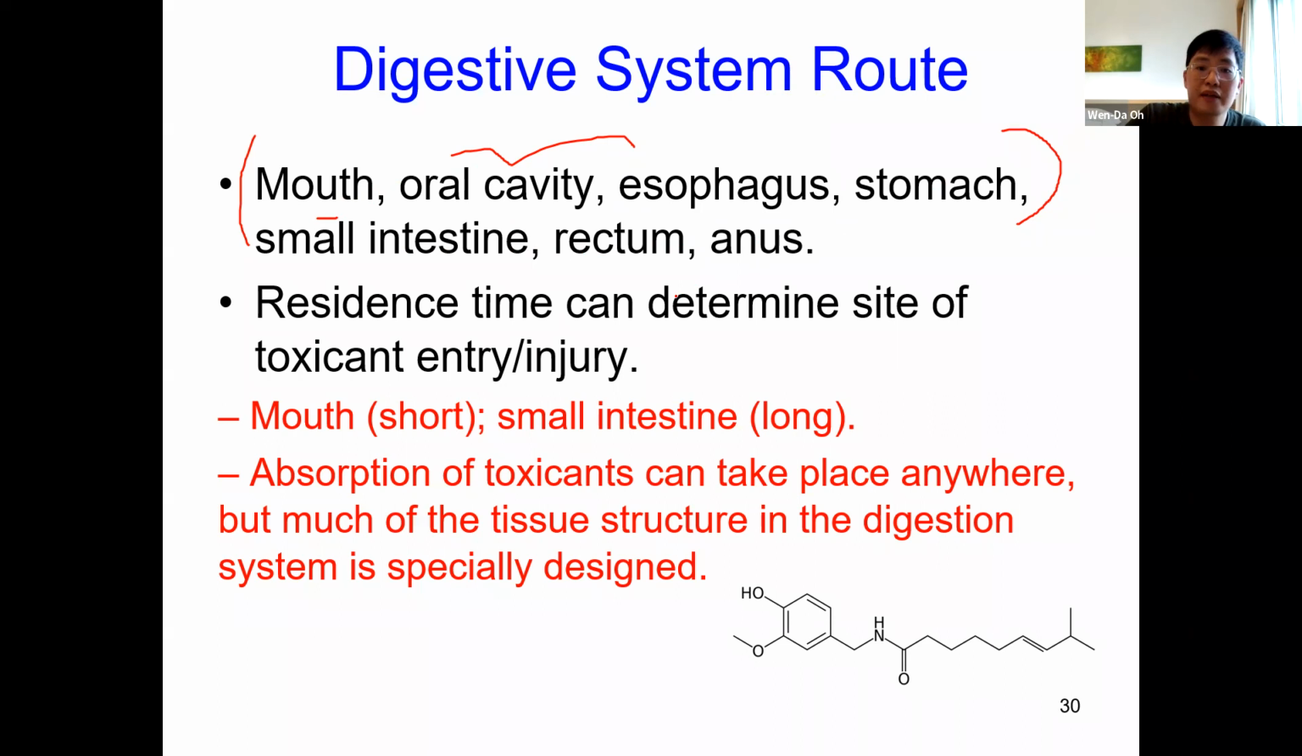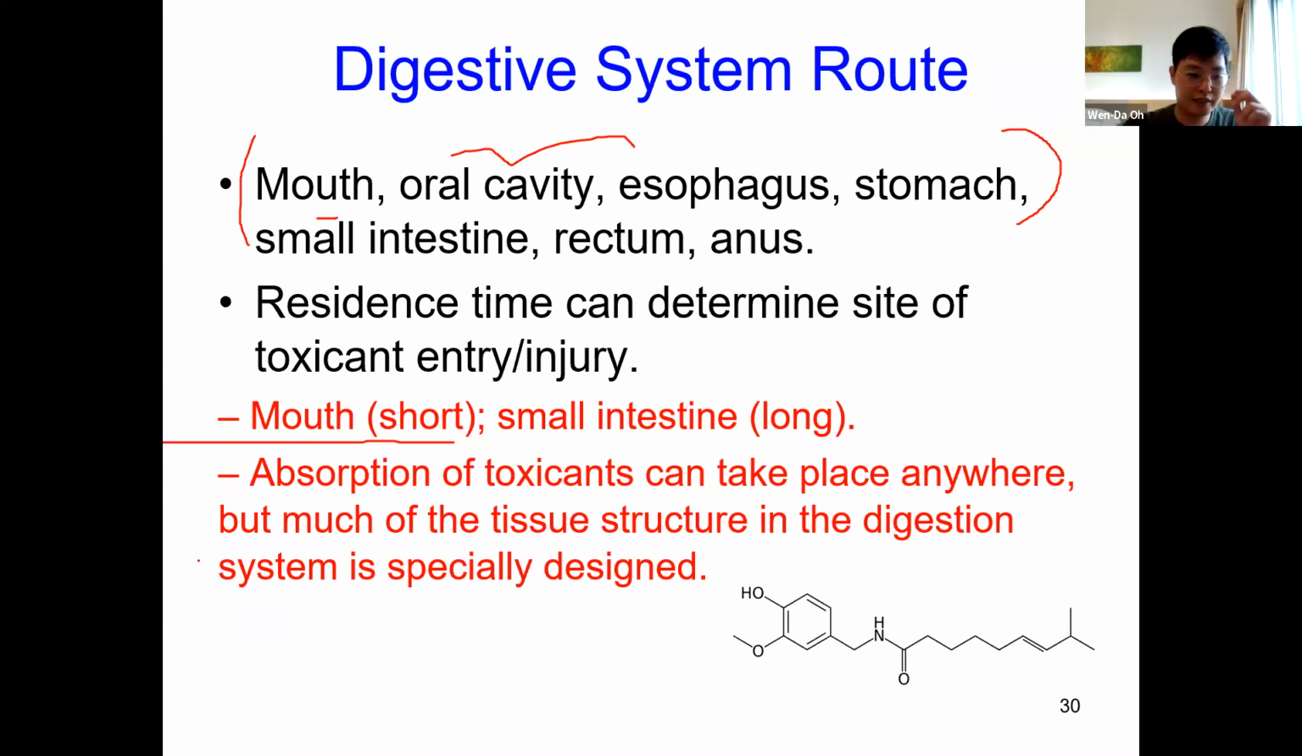So the residence time can determine the site of toxicant entry. If absorption happens in your mouth, the residence time is short. If it happens in the small intestine, the residence time is long. That means it takes longer to suffer from the effect.